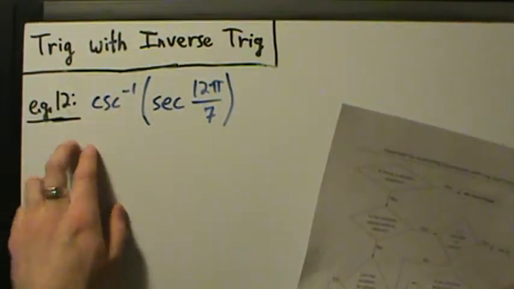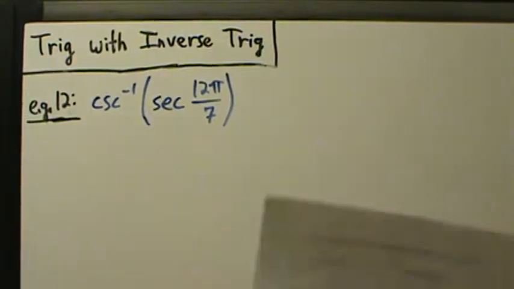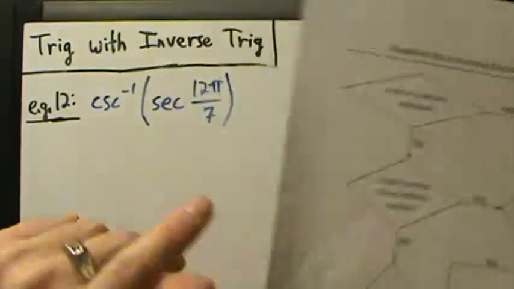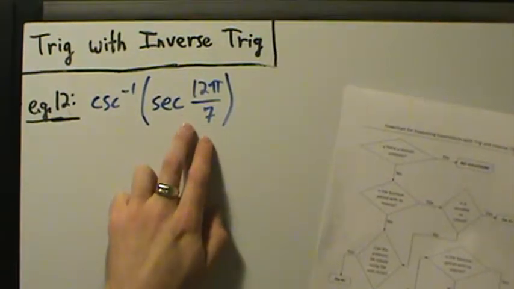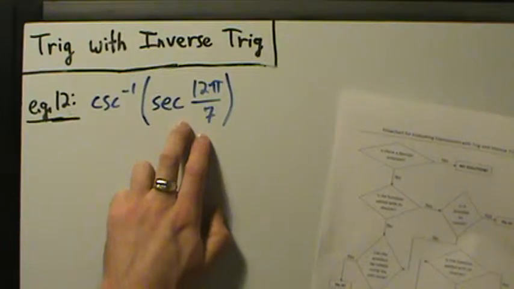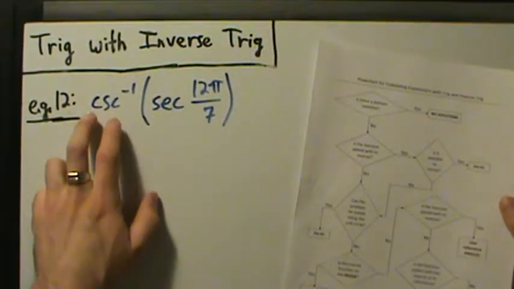So example 12, inverse cosecant of the secant of 12 pi over 7. First of all, is there a domain violation? No, there's not, because secant of 12 pi over 7 is totally fine. 12 pi over 7 is in the domain of secant. And when we evaluate that, that's going to give us something that's okay to put in the inverse cosecant function.